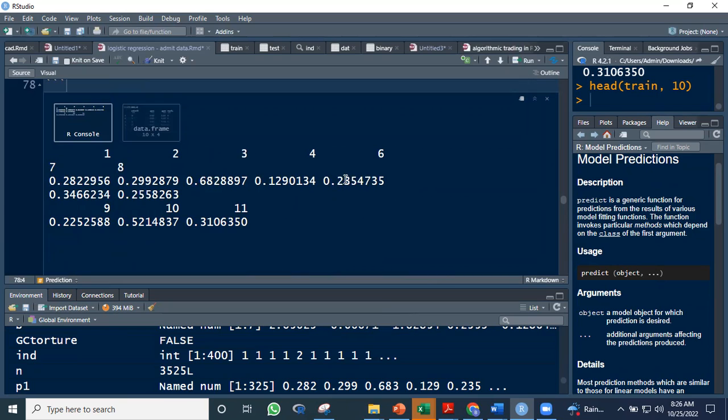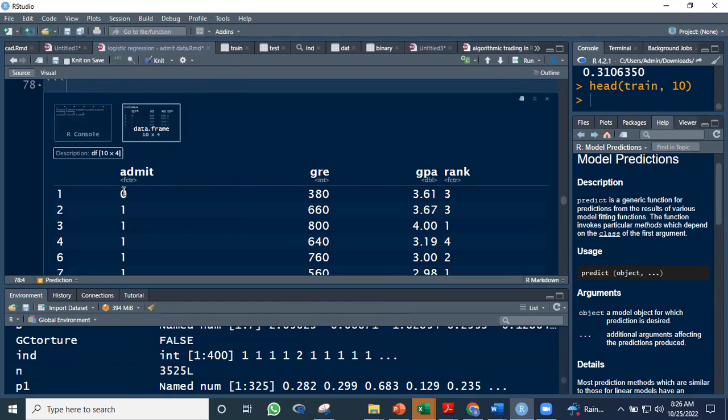Okay, 10 observations. The first observation is 0.282. Okay, 0.282 ibig sabihin less than 0.5, so this is not accepted. Okay? So si trained data set, ano yung una niya? Not admitted. So tama. No?